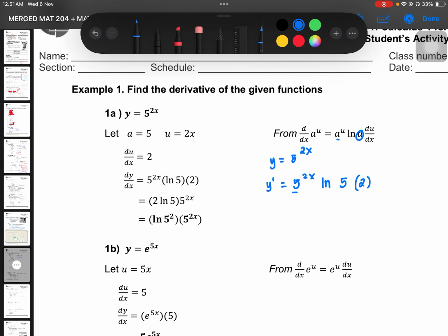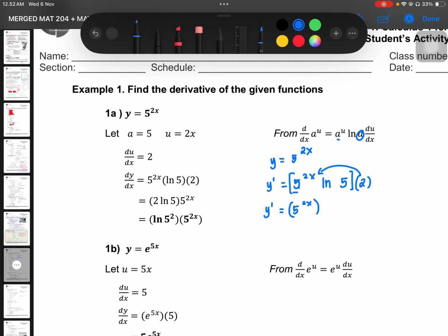So, the derivative of 2x is 2. Tama? Okay. But that 2 should be multiplied by, saan natin siya ilalagay? So, this one will be multiplied by sa loob. Okay, sa lahat. Alright, so we will be having y prime is equal to 5 raised to 2x. Hindi mo pwede i-multiply si 2 kay 5 ha, kasi meron siyang sariling exponent. So, si 2, i-multiply natin kay ln 5.